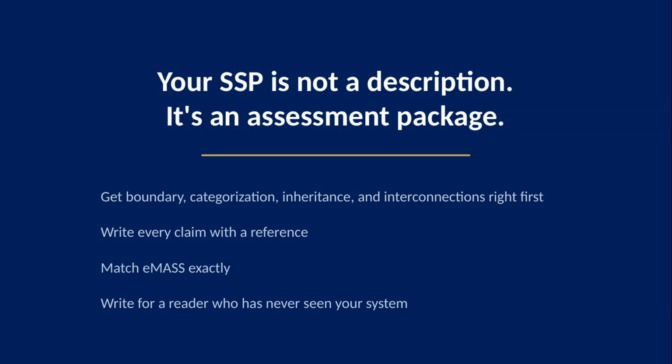Trap 4. The SSP version in EMAS isn't the current version. You submitted version 2.3. You've been editing in a Word doc and are now on version 2.7. The SCA is assessing a version of the document that doesn't match your actual controls. Always upload the current version to EMAS before you submit.